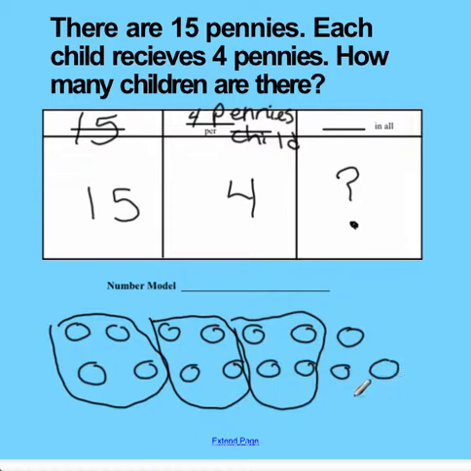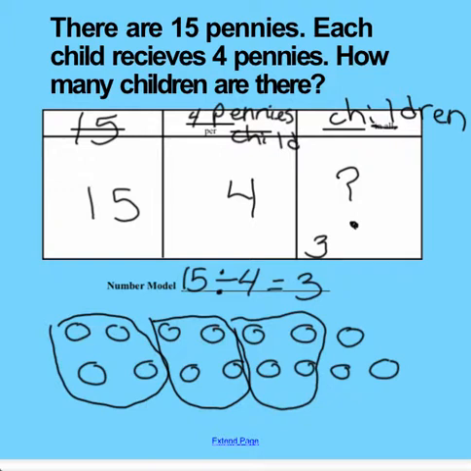No, I can't. So the answer to my problem, how many children are there? There are 3 children. This really shouldn't say in all. This should say children here. How many children are there? There are 3 children. When I write my number model, I'm going to write what I started with, 15. I divided my 15 pennies into groups of 4, which gives me an answer of 3. There are 3 children at the party.